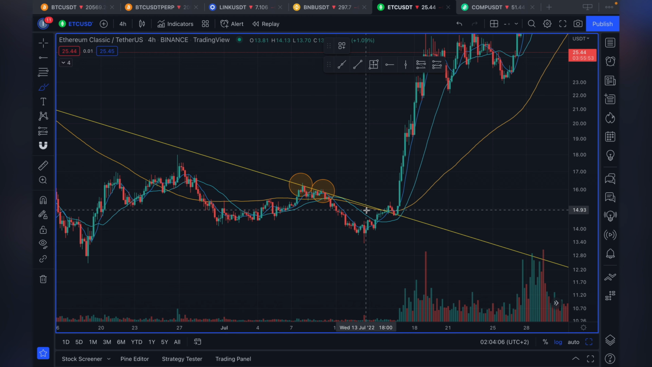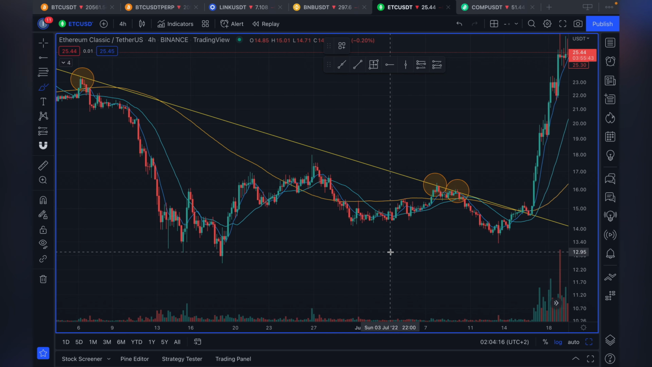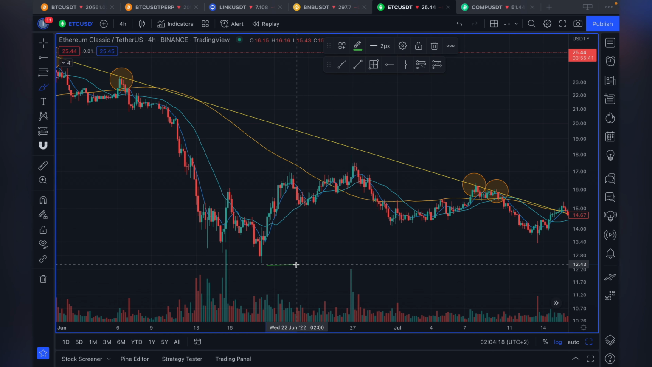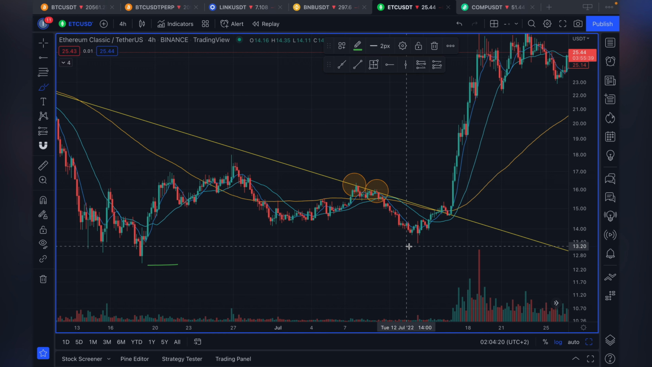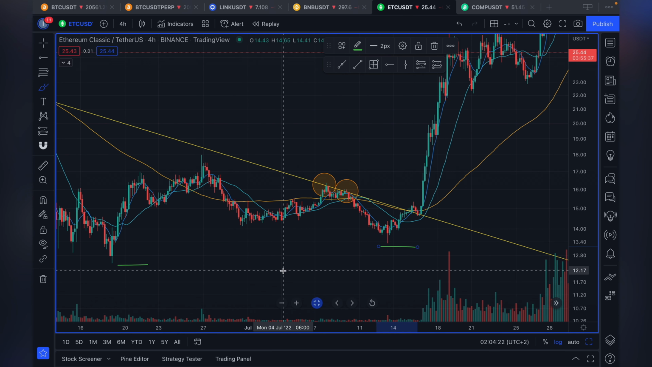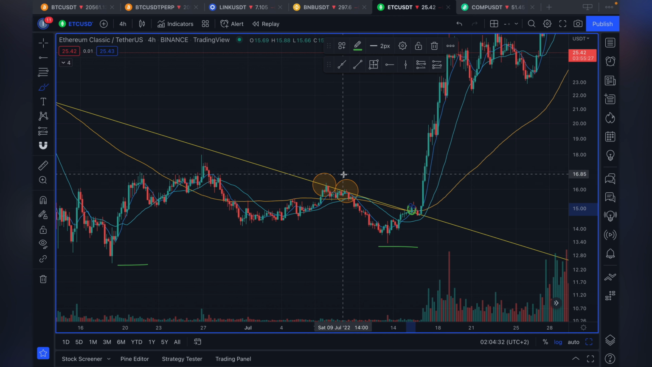We had a downtrend where every low is lower than the previous low, and every high is lower than the previous high. And what we see here is that our low was here, and now our low is here. So lows are getting higher, the first sign. The second sign: our candle closed above this trend line.